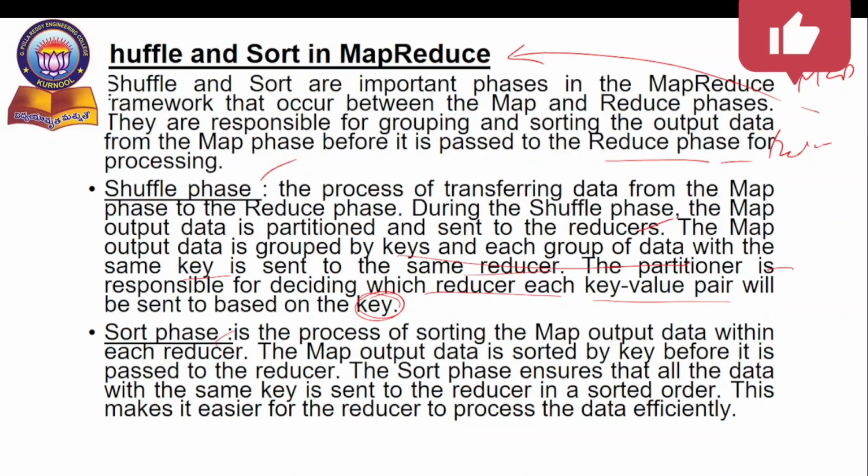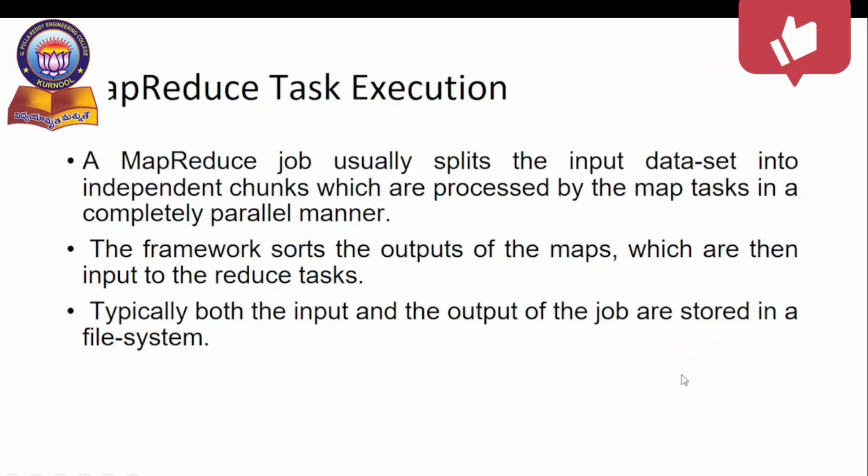Now the sort phase. The sort phase is a process of sorting the map output data within each reducer. The map output data is sorted by key before it is passed to the reducer. The sort phase ensures that all the data with the same key is sent to the reducer in a sorted order. This makes it easier for the reducer to process the data efficiently and also perform faster processing on the given input data.